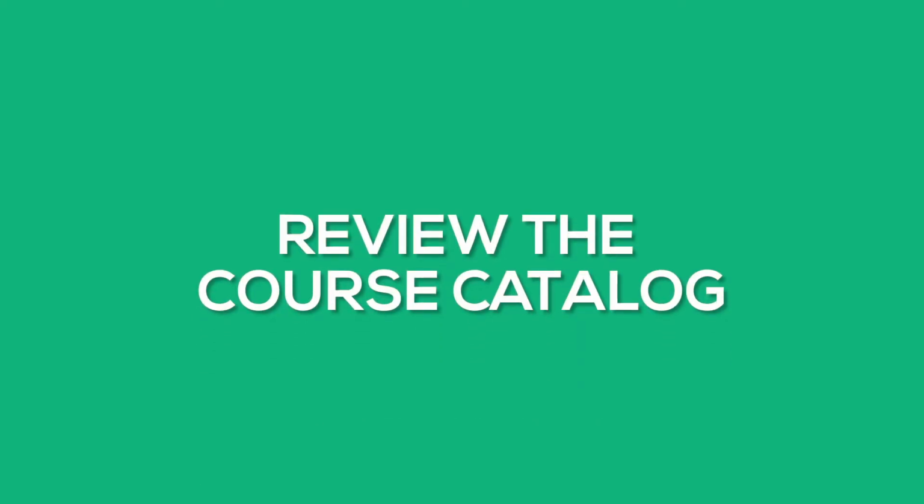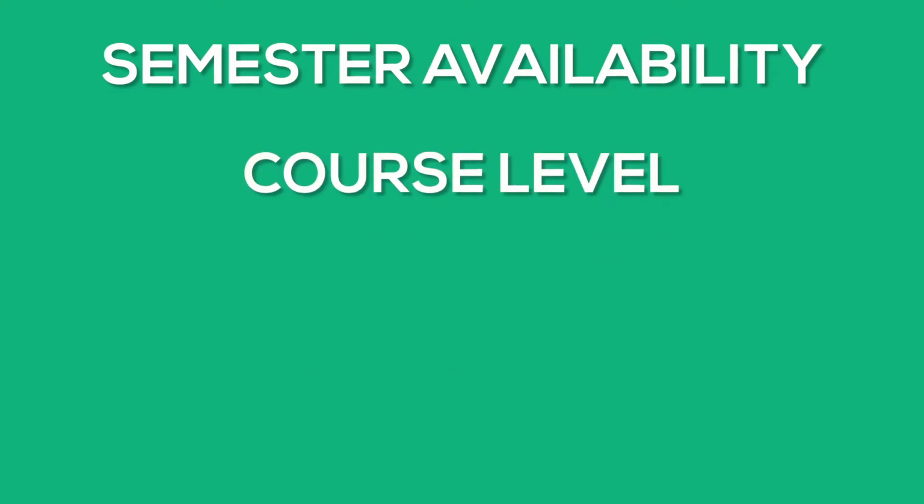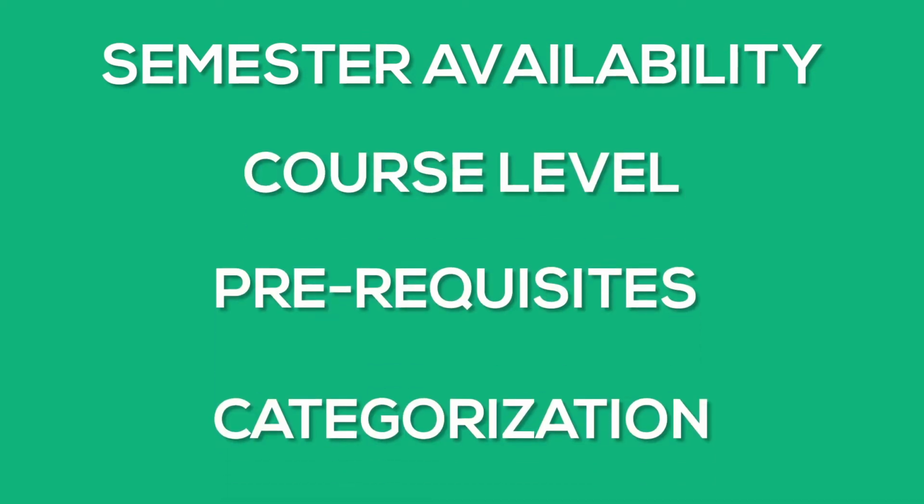Next, let's talk about reviewing the course catalog. The next logical step after you've defined your primary learning goal or your specialty track is to look at the course catalog for the program. There are a couple components you want to pay attention to when looking at courses: semester availability, course level, prerequisites, and categorization. First up, we have semester availability.